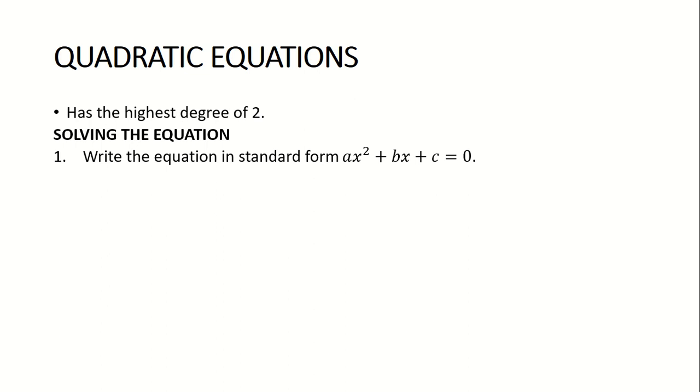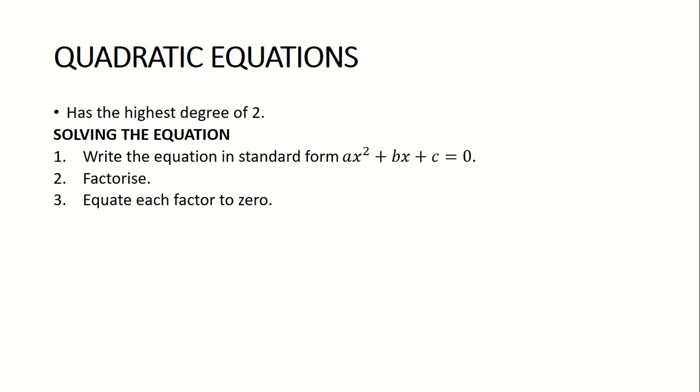Always make sure that the coefficient of x squared is positive. That a, make sure it's positive. If it's negative, get rid of that negative sign by multiplying all terms by negative one. Step number 2, factorize. We have done factorization thoroughly under simplification of quadratic expressions. You need to actually master your factorization.